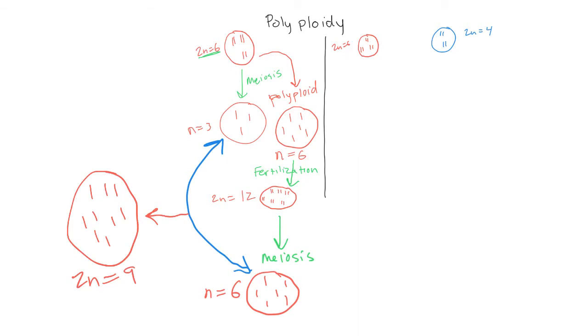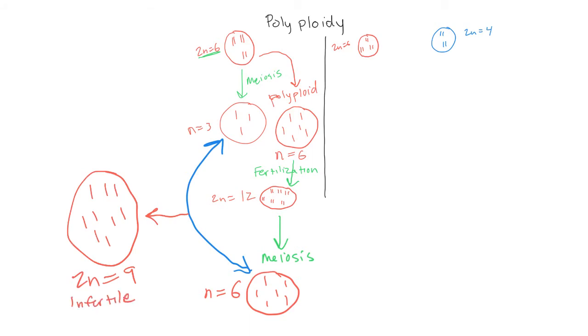So what's wrong with this? Why is it infertile? Because it can't split evenly. It has 9, so it'll only go 4 or 5 and 5 or 4, 3 and 6, whatever. It can't split evenly. So this organism is infertile.